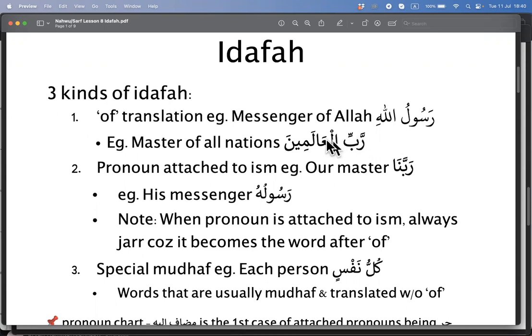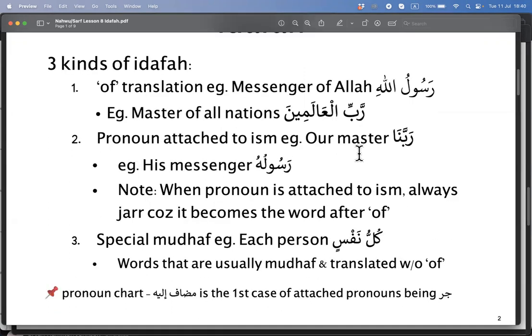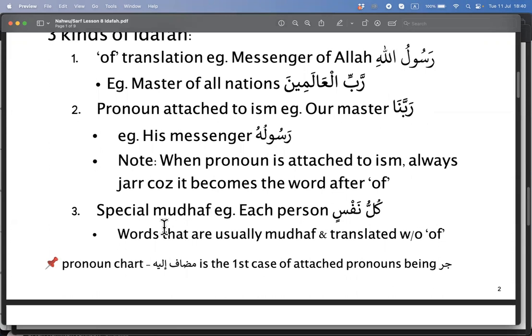For this one, Rabbil Alamina, is the second word proper or common? Proper, yes, because of the al, right? So this word also is going to be proper. And then there's another kind of idafah. This one we don't translate with "of" either. This is when you have a special mudhaf. For example, we have here kullu nafsin, each person, or every person. These words are usually not translated with "of".